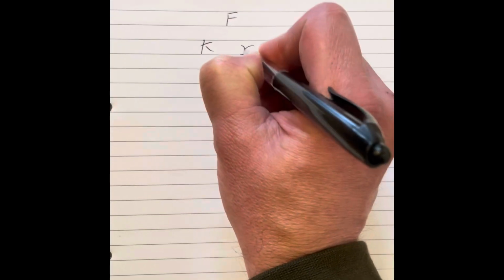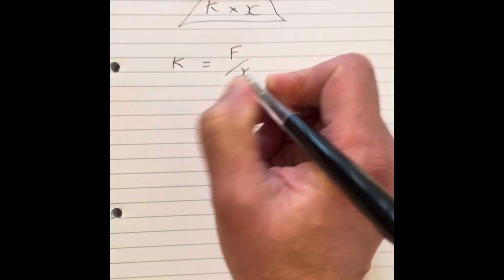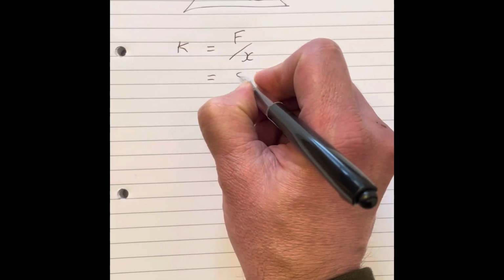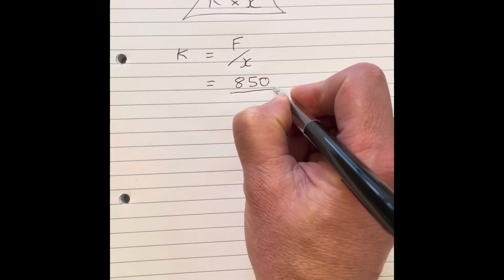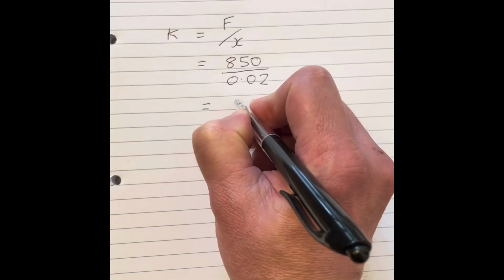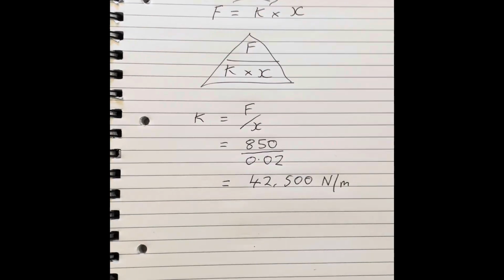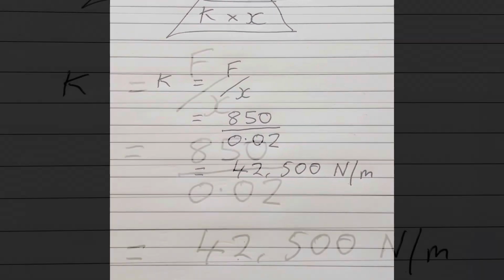Okay guys, so putting those numbers into our equation, we need to rearrange it first, of course, to make K the subject of the equation, the spring constant. K is F over X, which is force divided by extension. The force is 850 newtons, my weight effectively, divided by 0.02 meters, which is 2 centimeters converted to meters, of course. And our answer is here, 42,500 newtons per meter.